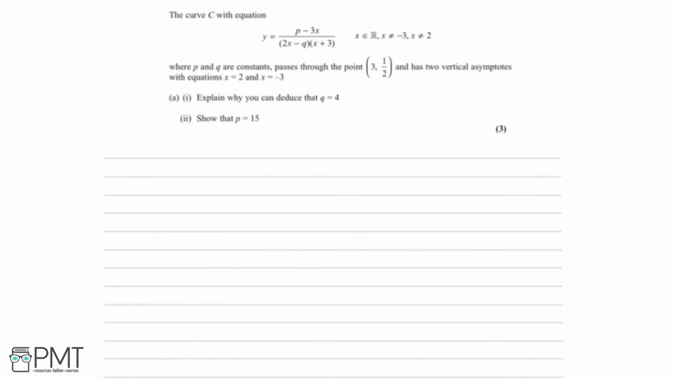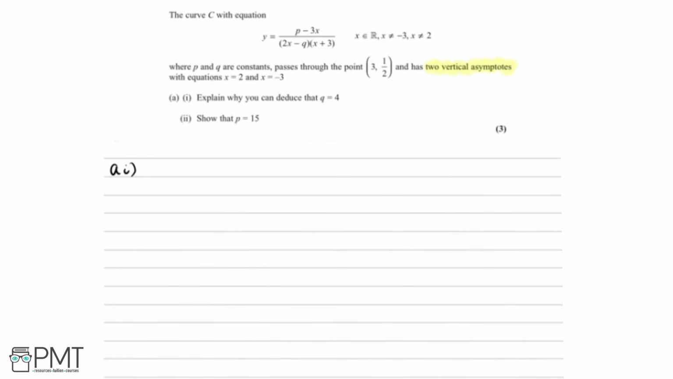So the curve C with equation y equals p minus 3x all over 2x minus q multiplied by x plus 3, where p and q are constants, passes through the point x equals 3 and y equals a half, and has two vertical asymptotes with equation x equals 2 and x equals minus 3. In the first part of A, we need to explain why you can deduce that q equals 4. The key bit of information is that we have two vertical asymptotes.